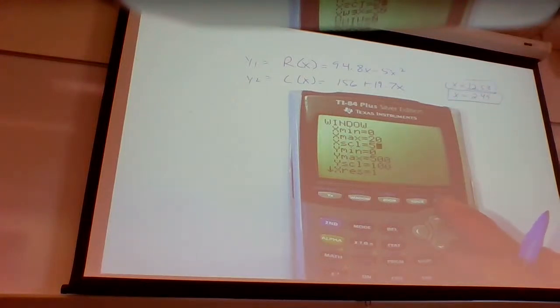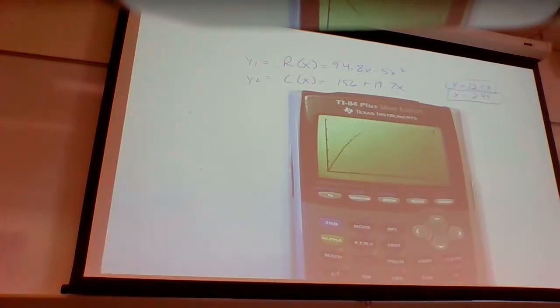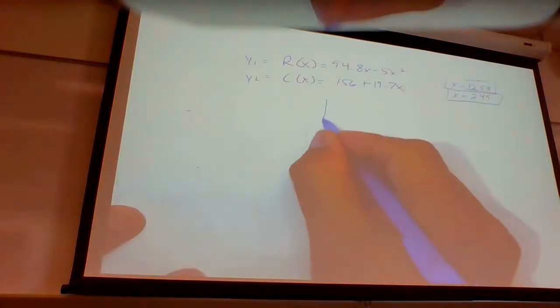Everybody got the window? That's what it should look like. There's your revenue, sad face parabola like we talked about. There's your cost, upward moving linear. Find where the two intersect. So draw and label. Remember, you want to be able to do this at home as well.